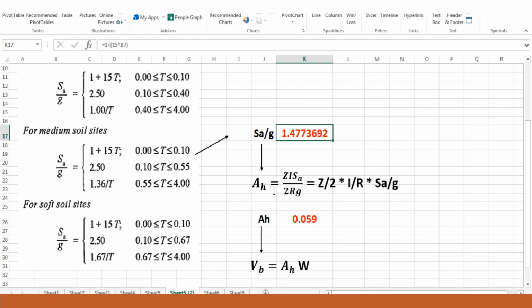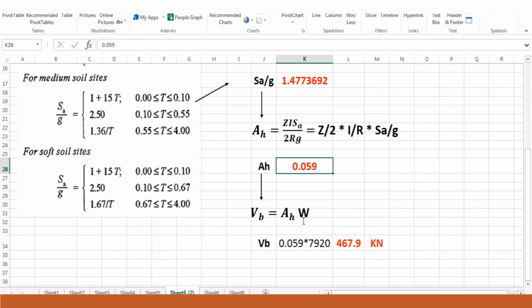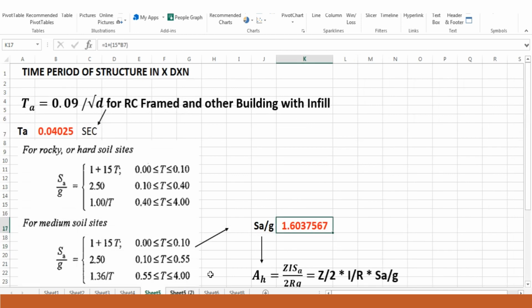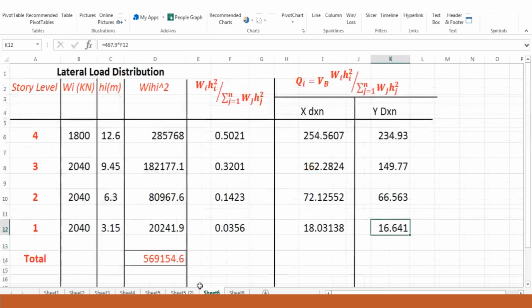Thereby AH, which is the seismic coefficient, we obtain as 0.059, and VB, which is the base shear, is AH into W. So VB is 0.059 into 7920, which is the seismic weight. So we got the value of VB equal to 467.9 kilonewton. Now we have the base shear in both the directions. It's 507 in X direction and 467.9 in Y direction.